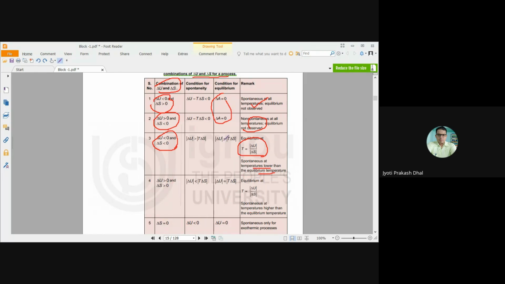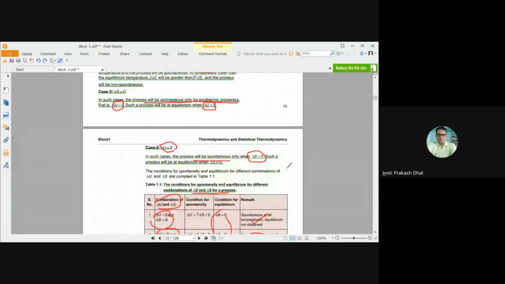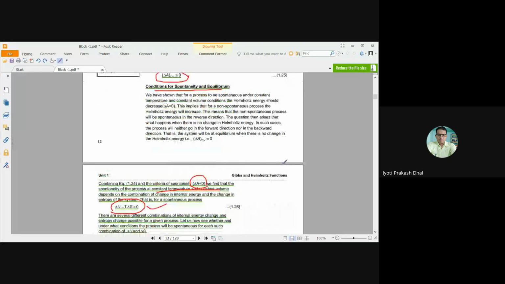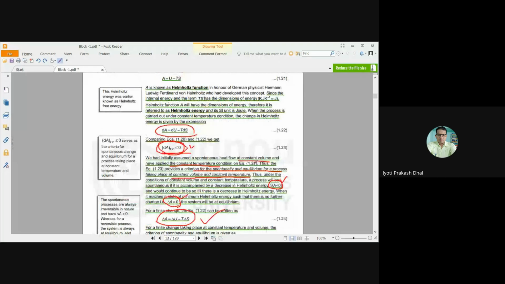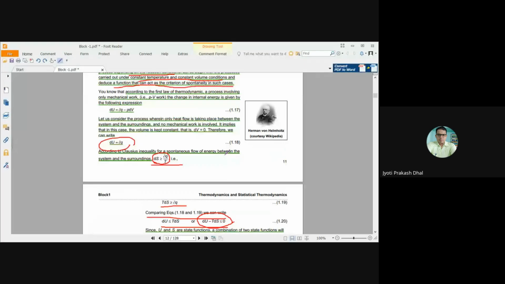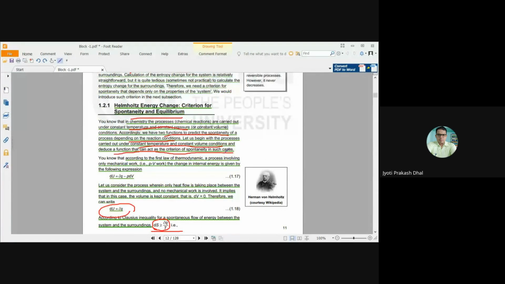So here we have discussed the first expression for the condition of spontaneity of a process at constant temperature and constant volume. This is called the Helmholtz energy change. So that is the criterion of spontaneity and equilibrium. All of you understood?